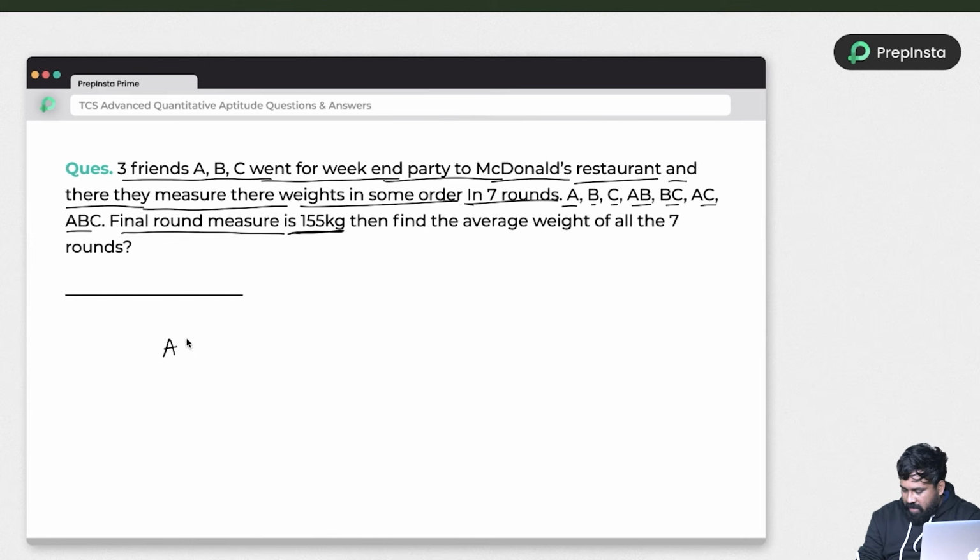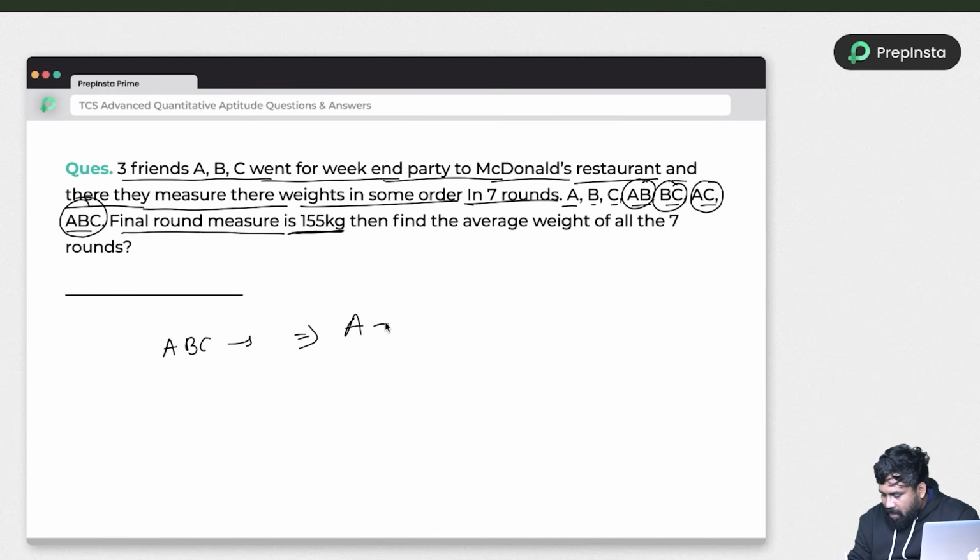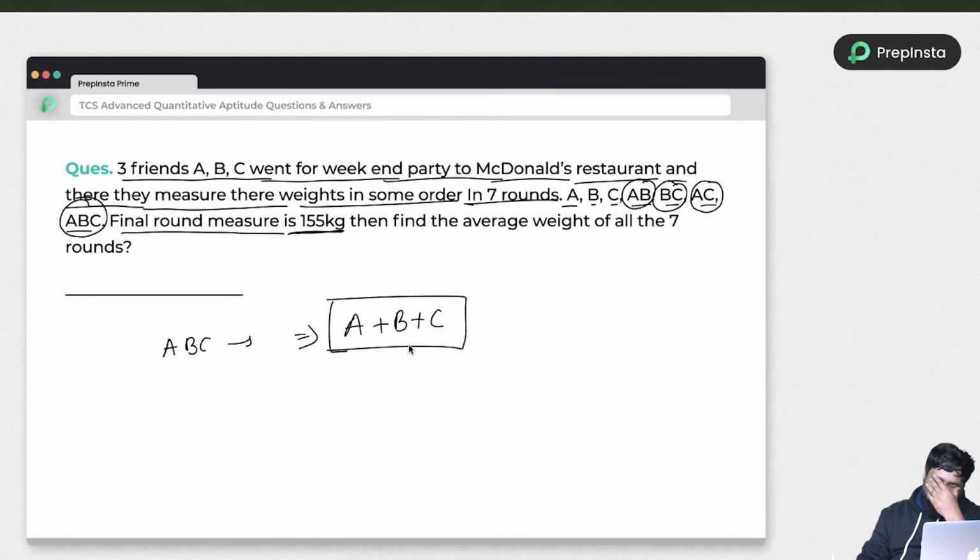So guys, A, B, C together, many people will think that it is a multiplication. Remember, the weights will always be added. So if you see AB, BC, AC or ABC, don't imagine they're multiplying. Weights always will be added. So ABC here simply means A plus B plus C. Many people will make this mistake: they take ABC as multiplication, ABC equal to 155, then they get the wrong answers. They don't even get the logic to find the answer.